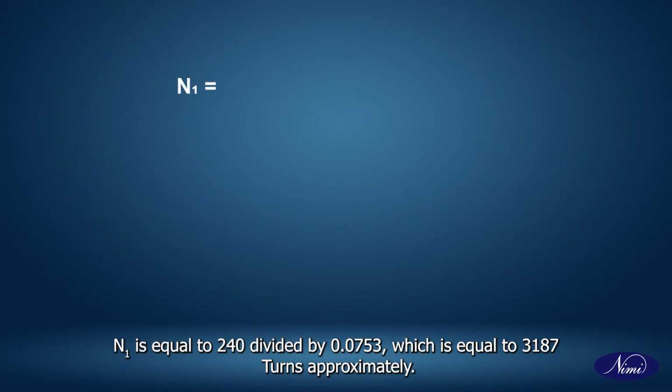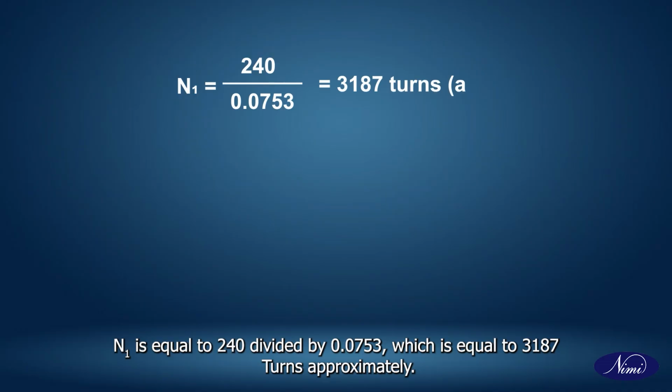Step 5. Calculate the primary coil turns. N1 is equal to 240 divided by 0.0753, which is equal to 3187 turns approximately.